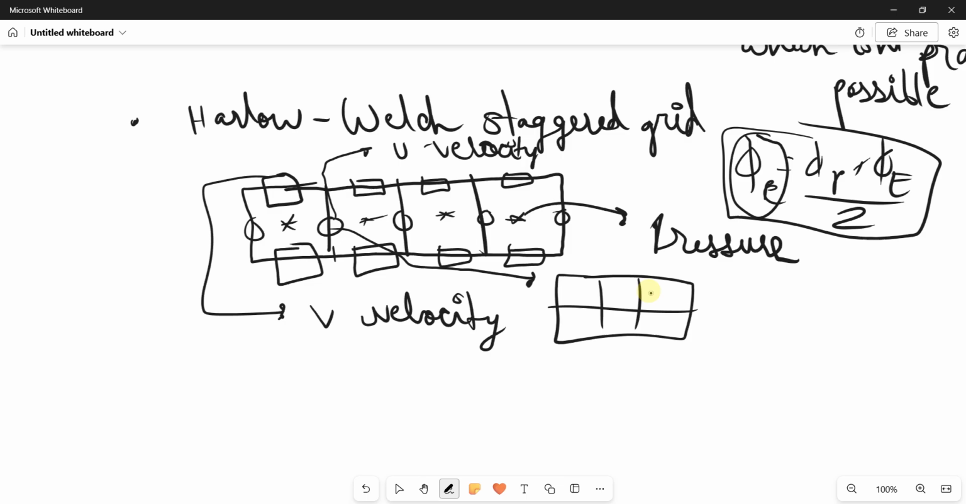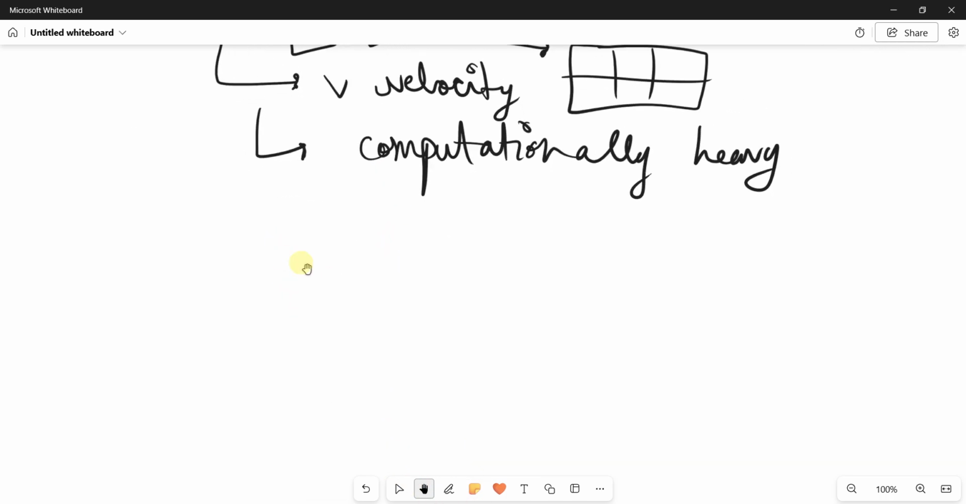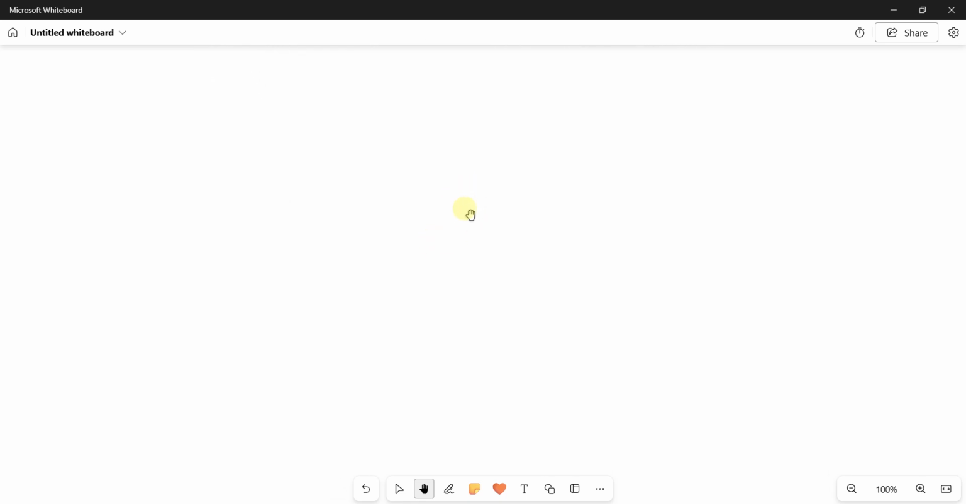So that was the Harlow-Welch staggered grid, which theoretically solves the problem, but then there's another problem: it is computationally heavy. Why is it heavy though? Well, it's simple. You have stored it at different locations, so when you are finally running iterations or solving, you have to account for all these different locations, right? Computation is a very heavy job, and that is why what modern CFD codes currently use is what we call collocated grids, but with a Rhie-Chow interpolation. I'll come to that.